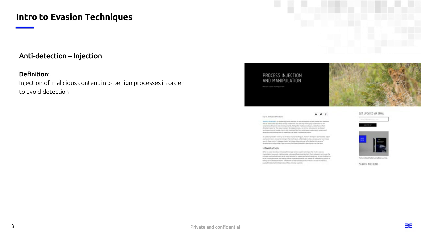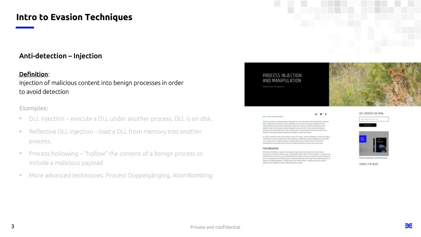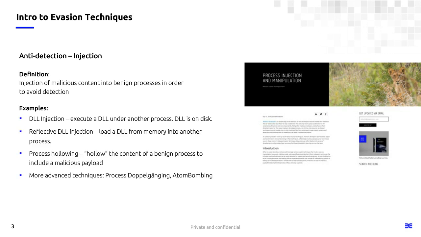And again, I'd like to start off with some anti-detection techniques. So the first technique is injection. The definition of this technique is injection of malicious content into benign processes in order to avoid detection by security solutions. And I'd like to provide some more specific examples for this technique. I'm sure at least some of you know the terms.